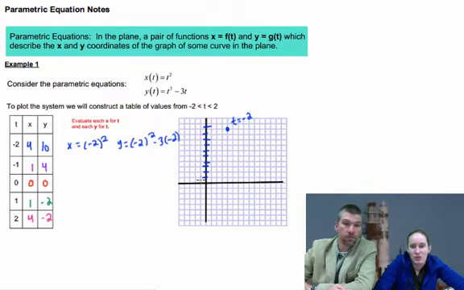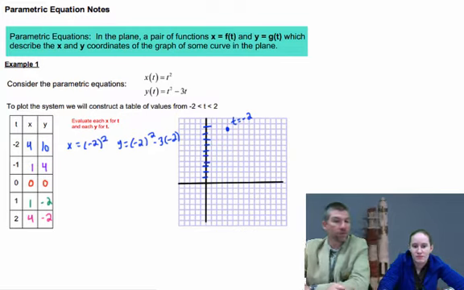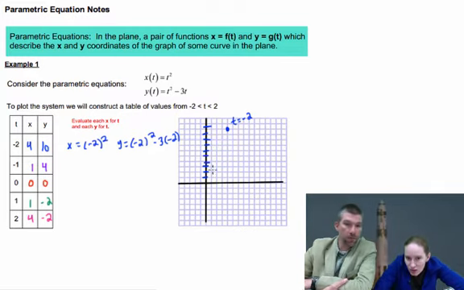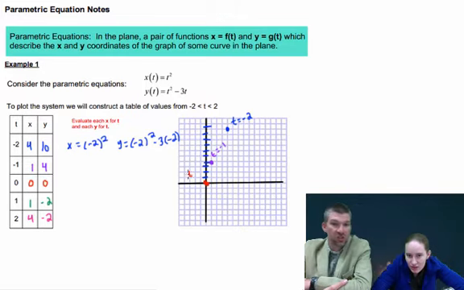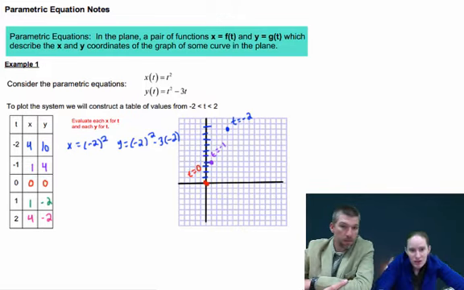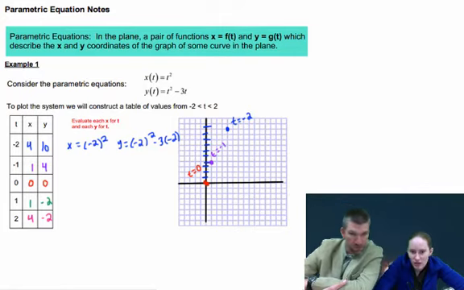Then we're going to do 1, 4. So that should be a pretty easy one. That's what happens when t is equal to -1. Then t equals 0, which gives the point 0, 0. And how about 1, -2?